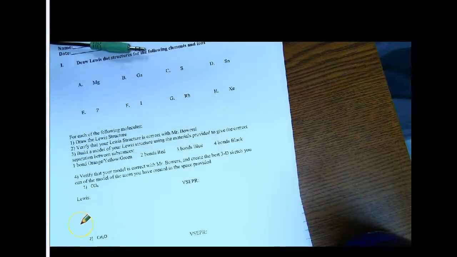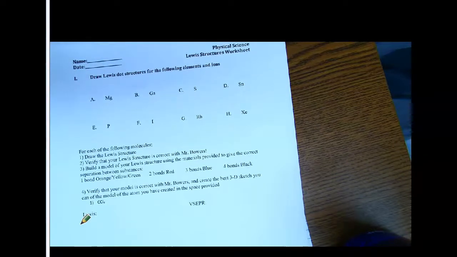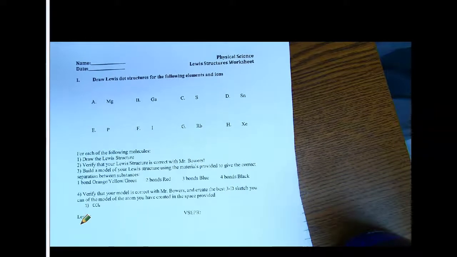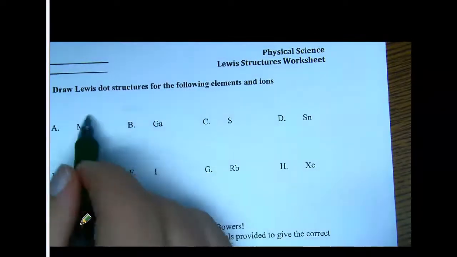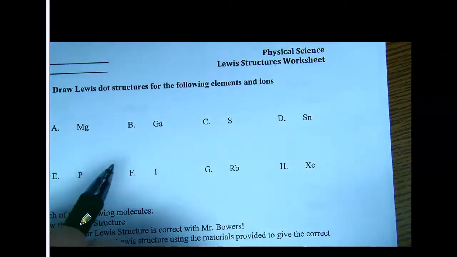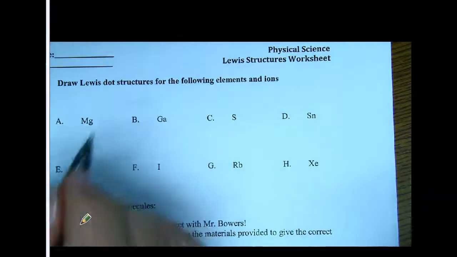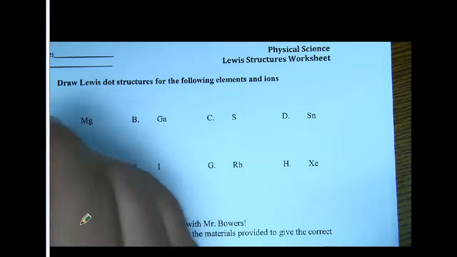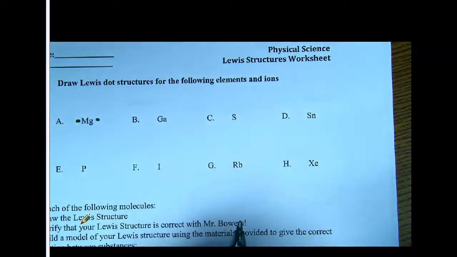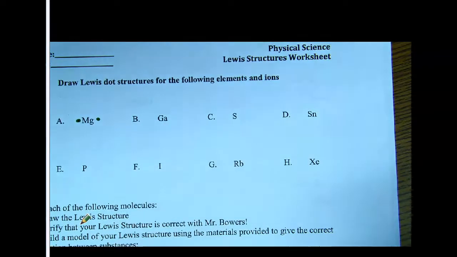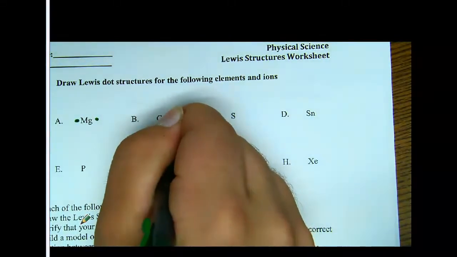Okay, so this is what your paper looks like. Let me get my cord out of the way. Okay, draw Lewis structures. It's pretty easy. Draw the Lewis dot structure. Mg is in column 2, so remember, I've got to do the bus driver. I'm going to have 2 dots on Mg. Ga is in column 13, so there's going to be 3 dots.